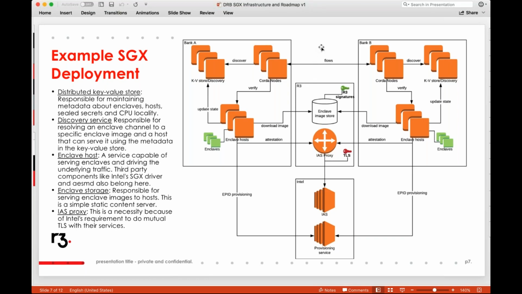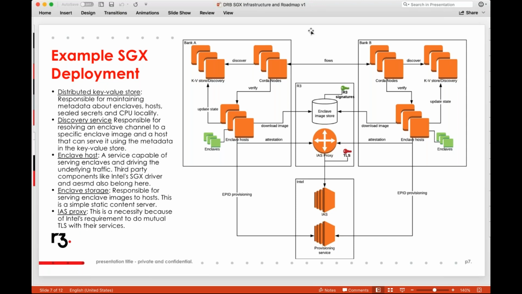Right. So this is an example deployment of how things would fit together. We have a couple of components. This is an example of a deployment where the user nodes have ownership over as much of the infrastructure as possible. But this is flexible, so we can also change this later.